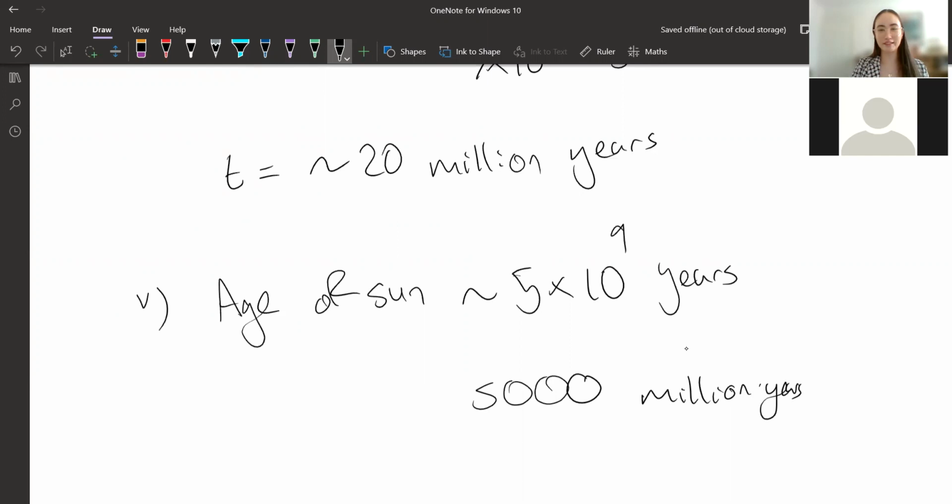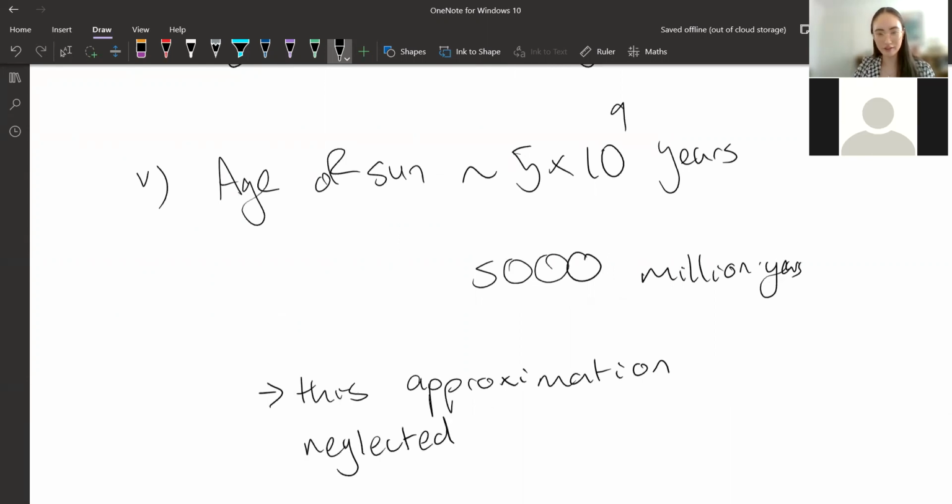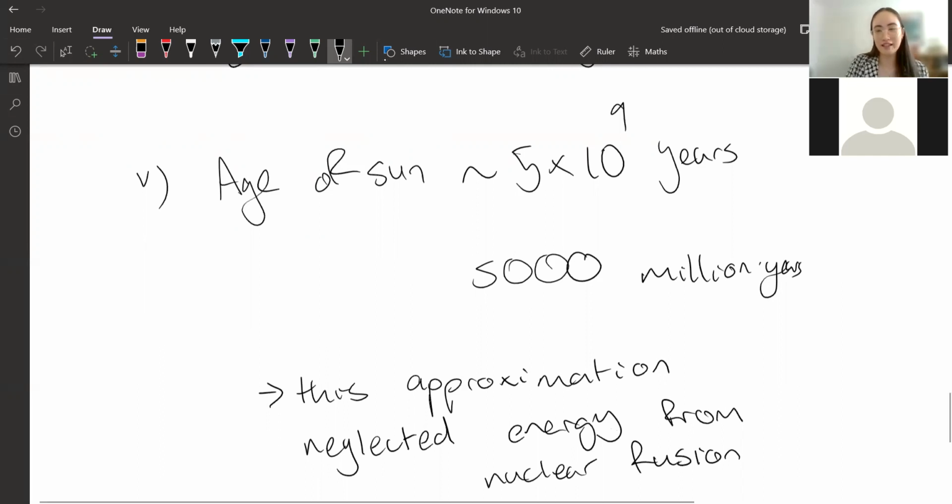And that's because this approximation assumed that all our energy is just from classical mechanics. But alas, the world is more complicated than that. So this approximation neglected energy from nuclear fusion in the sun. And that's why we can't do all of physics with just classical mechanics, unfortunately.